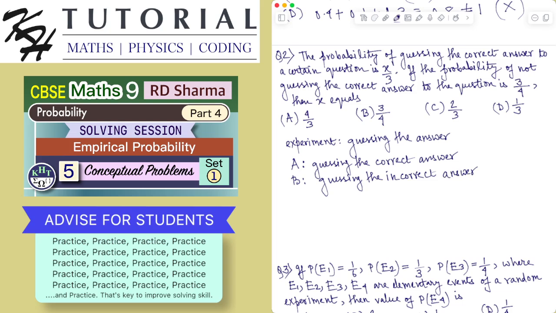So quite obviously we must have P(A) plus P(B) equal to what? If A and B are all possible elementary events of a random experiment, then we must have probability of A plus probability of B equals 1. Now it is given that the probability of guessing the correct answer to a certain question is x by 3. So probability of A is given to be x by 3.